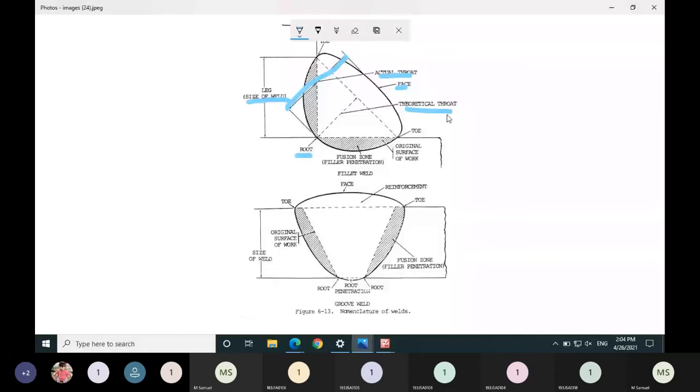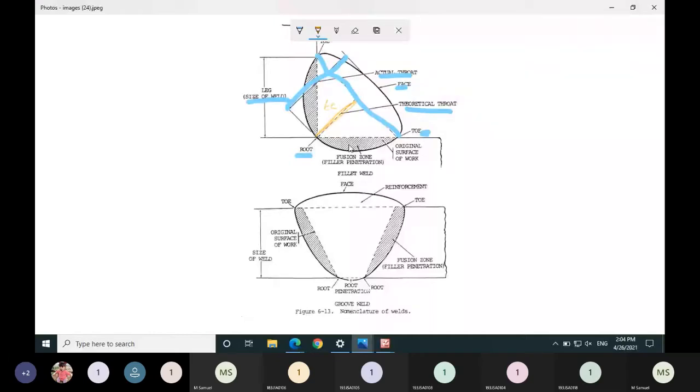That is, if you draw a line from toe to toe, this is the toe and this is the toe, between these two toes, and the perpendicular to it, this is called T, the effective throat thickness. That is what you take.